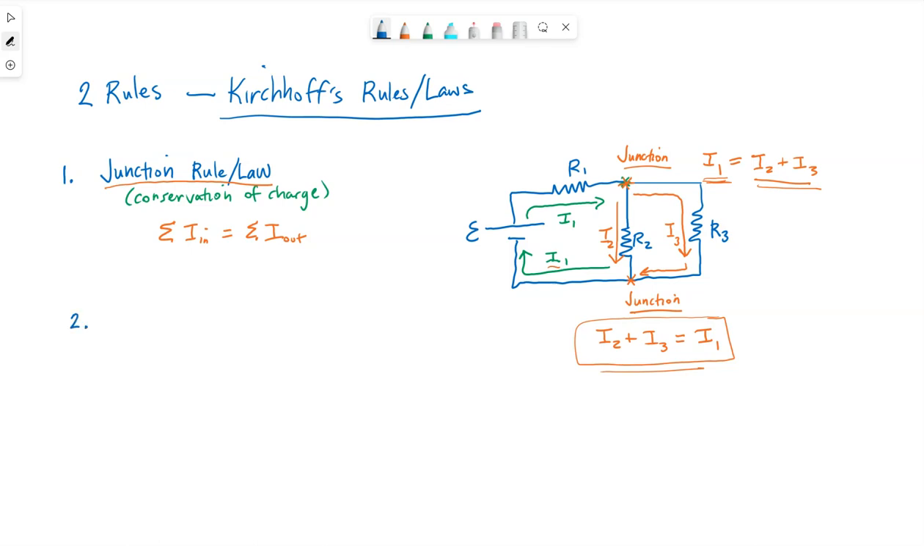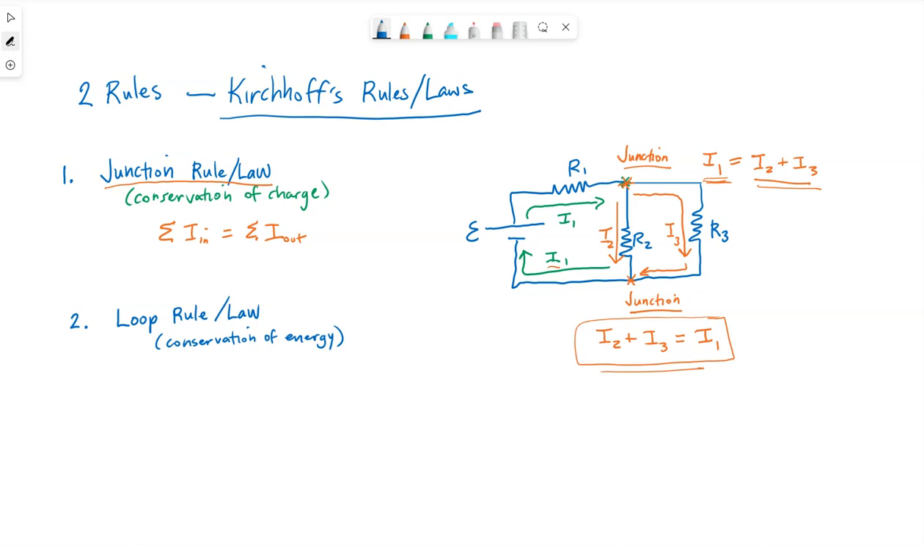Okay, the other rule or law is called the loop rule or law. And that has to do with potential differences. This is related to conservation of energy. It's not energy in and of itself, but that's the conservation rule that it's related to. If we go back and think about the path, as we talked about capacitors and resistors, I said take a path from one end of the battery to another.